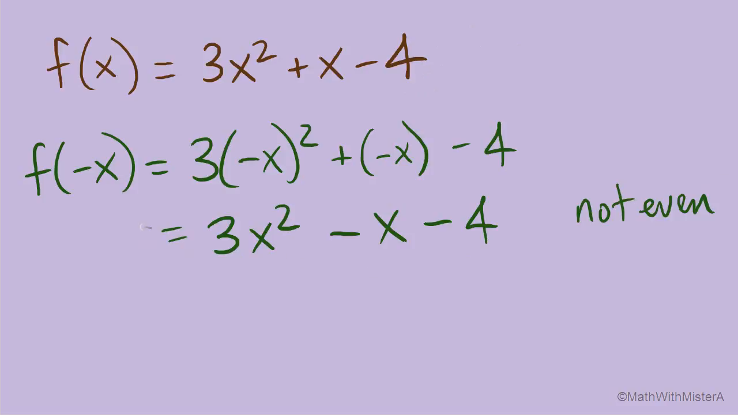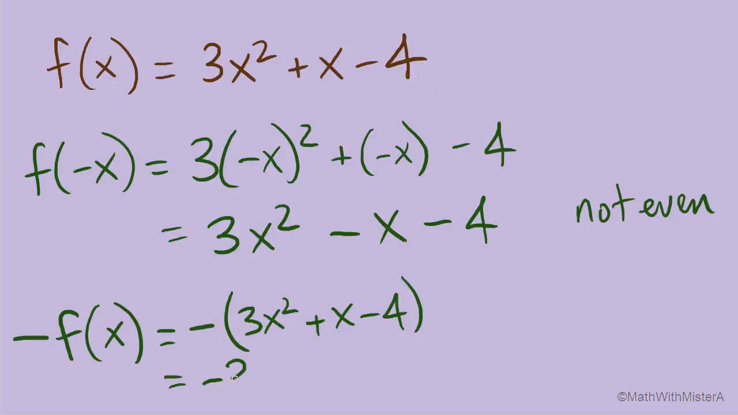Let's check to see if it could be an odd function and look at the opposite of this original function. And simplifying by finding the opposite of each of these individual terms, we can see that we don't have a match here either. So that means it's not odd. So it's not even, it's not odd, it's one of these neither even nor odd functions.